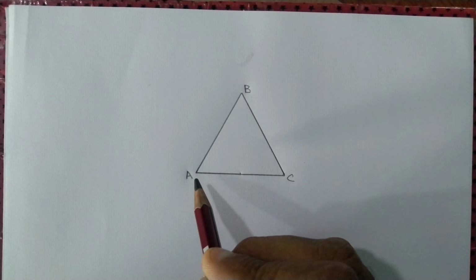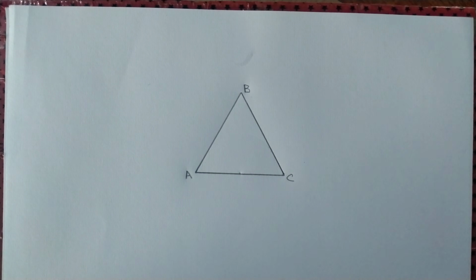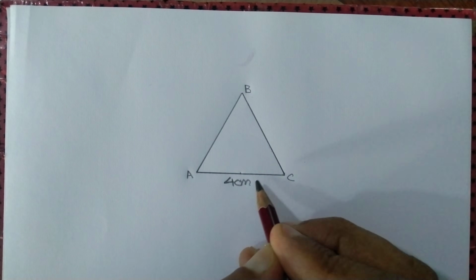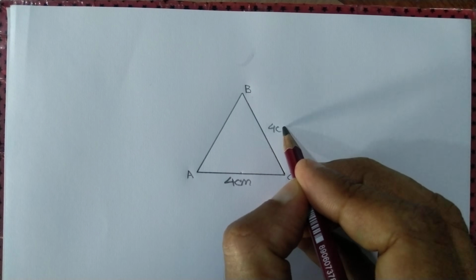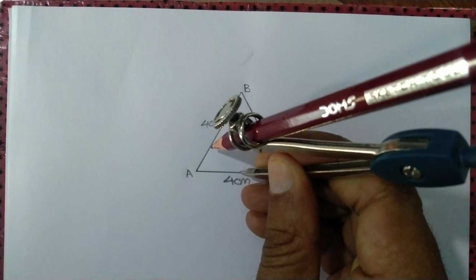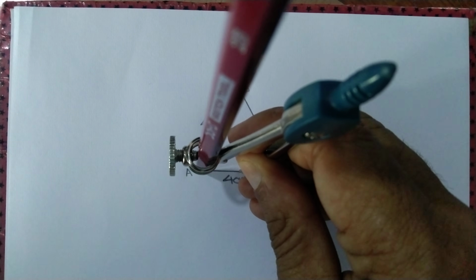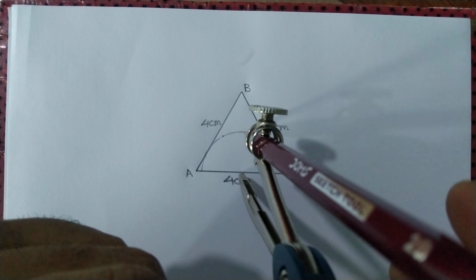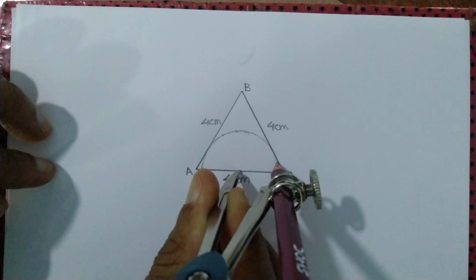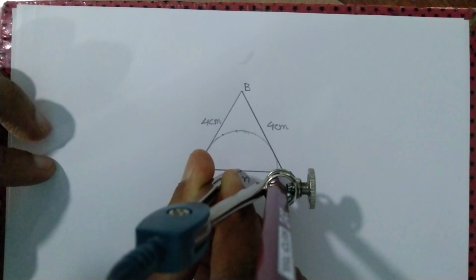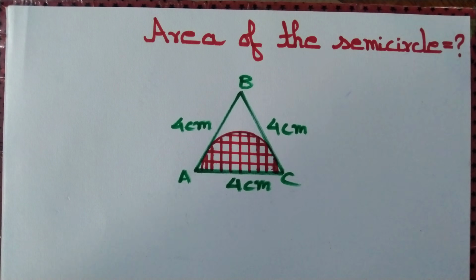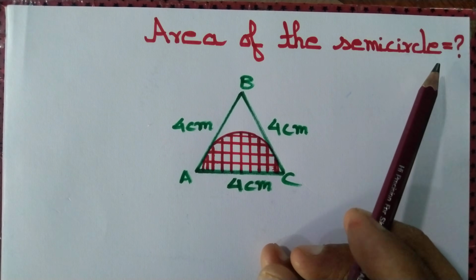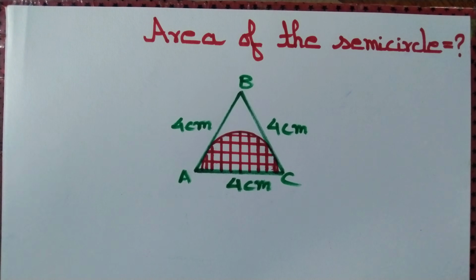We got an equilateral triangle ABC with all the three sides measuring 4 centimeter. And somehow we just draw a semicircle exactly inside the equilateral triangle. The question that we want to answer is: find the area of the semicircle inside this equilateral triangle.